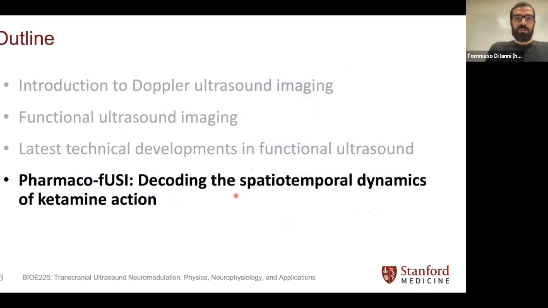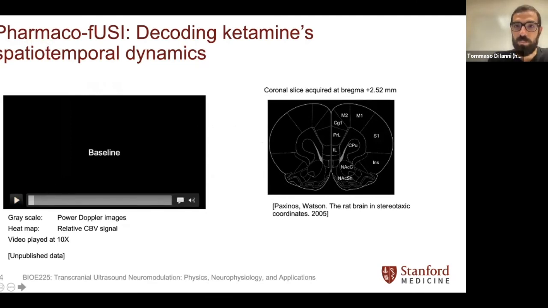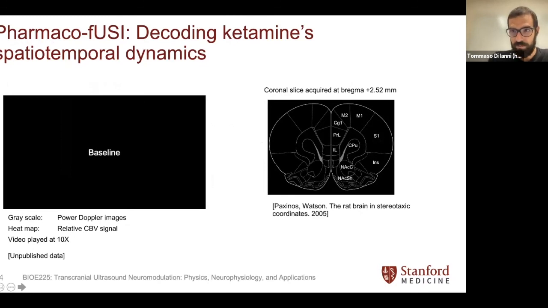Okay, so finally, I would like to show a little bit about our latest work with pharmacology. We are using functional ultrasound to decode spatiotemporal dynamics of ketamine action. In this video that we are about to see, I'll just pause it. We're looking at a coronal slice of the rat brain again. This time we're a little more anterior, at Bregma plus 2.5 millimeters, so we are all the way over the frontal cortex. On this slice, we have some prefrontal cortex and some other regions in the frontal cortex.